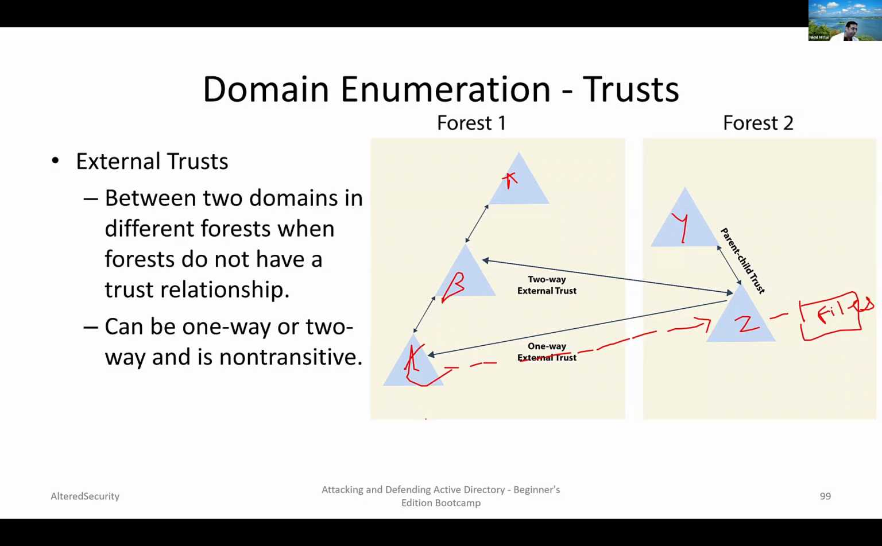So only explicitly specified resources can be accessed. That is how inter-forest, between forest trusts work.